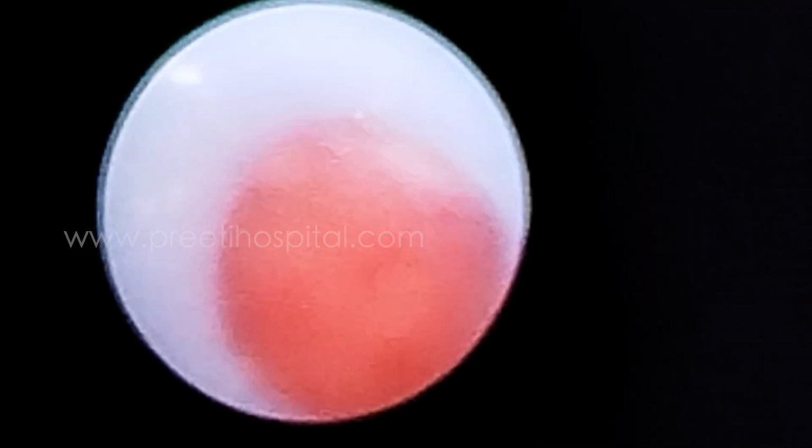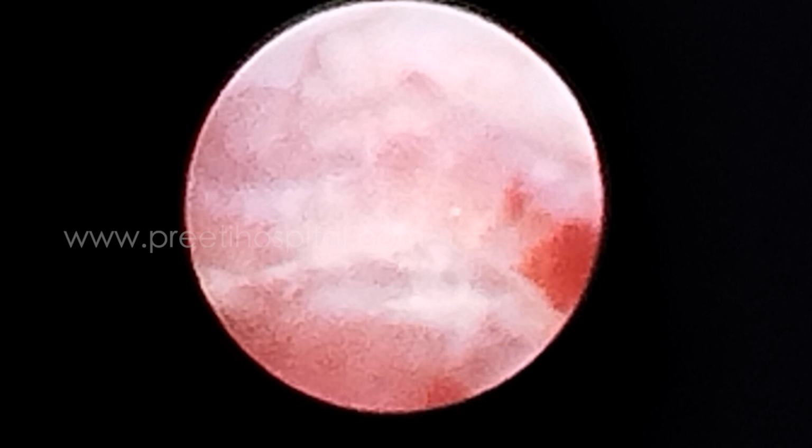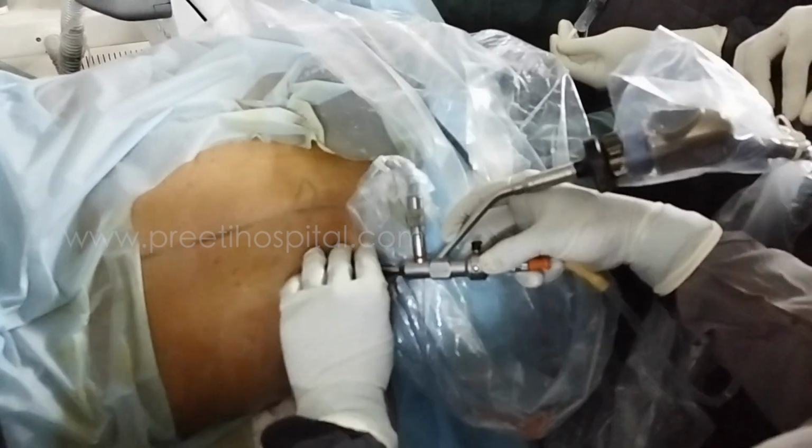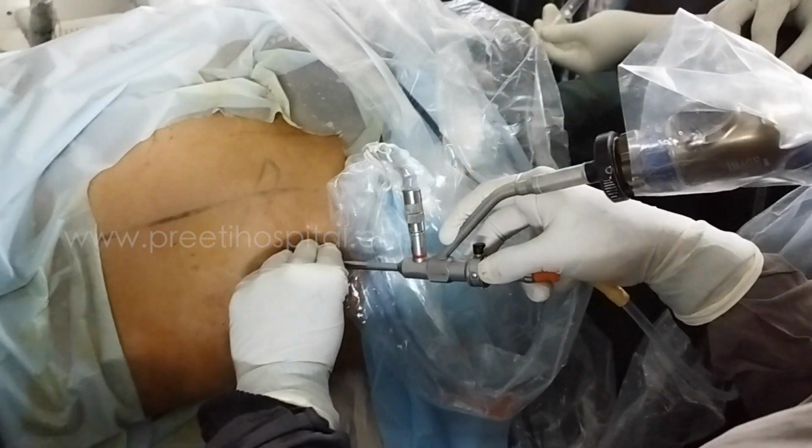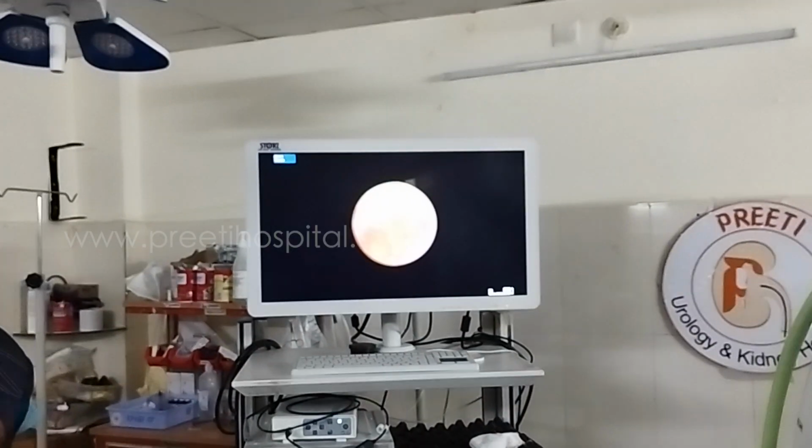What is this calyx? This is upper. So easily you are going. You are looking down. Upper calyx is down, posterior. Thigh is the only problem. Next, this is the middle calyx where it was there. See, still stones are there. Fragments are there. So the middle calyx also you are able to go easily.